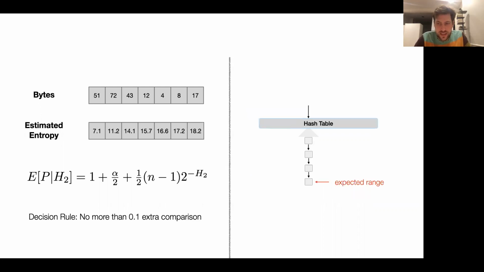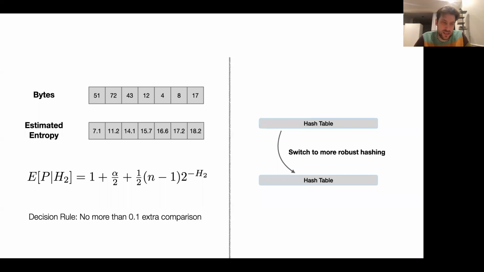And the main idea is that on inserts, we can see how many collisions we expect to see because we know equations for hash tables. And then if we start observing things that are anomalous to the behavior we expect, we can switch back to more robust hashing. So that is, we can hash all the bytes. And this recovers good performance, even in case of workload drift.